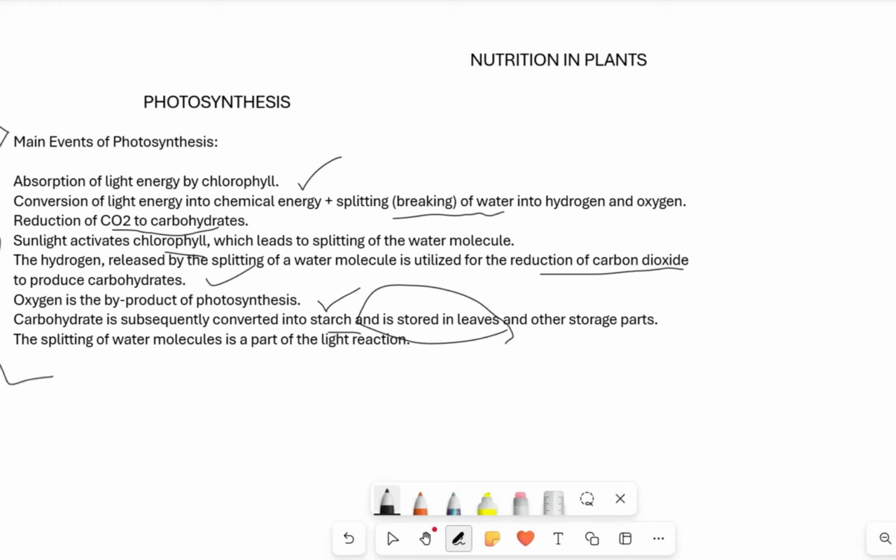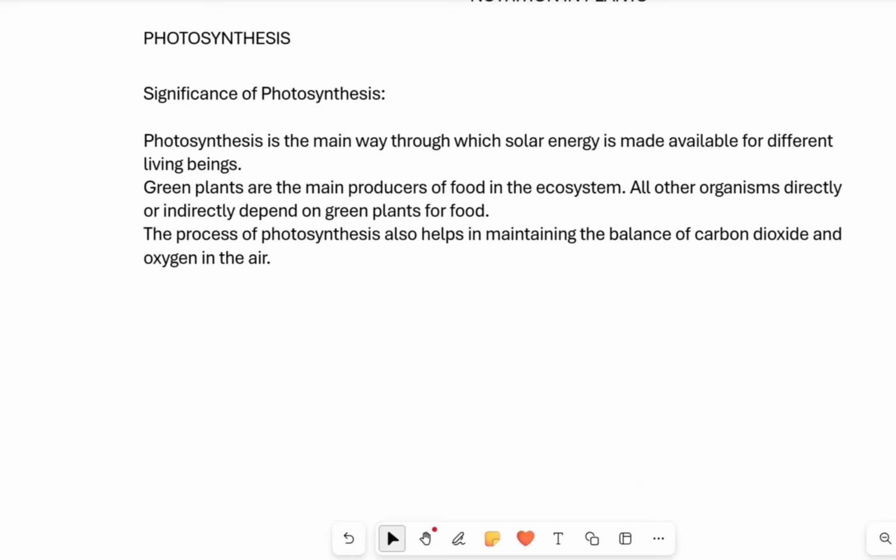Next we'll come to the significance of photosynthesis. Photosynthesis is the main way through which solar energy is made available to different living organisms. We know the prime source of energy is the sun. So from the sun, how is the energy transferred into other living organisms? Because of photosynthesis, plants make food, and this food is eaten by other heterotrophic organisms, right?